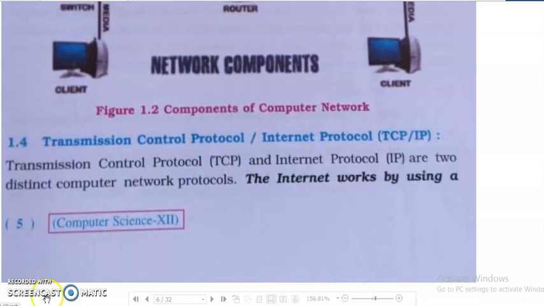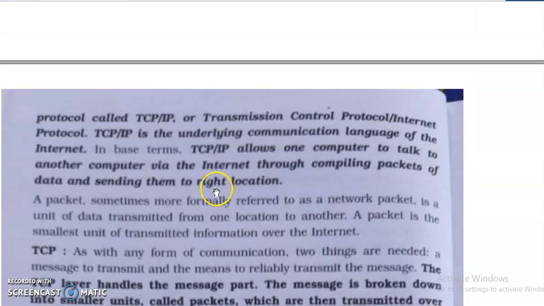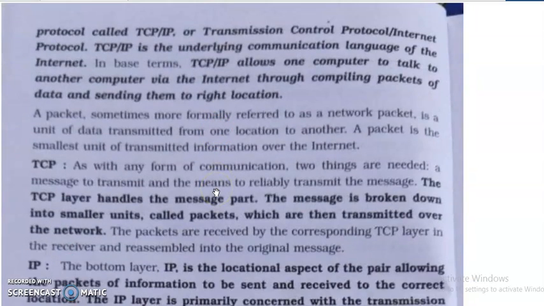So, what is the Transmission Control Protocol? These are two distinct computer network protocols. The internet works by using a protocol called TCP/IP, or Transmission Control Protocol/Internet Protocol, which is the underlying communication language of the Internet. In basic terms, TCP/IP allows one computer to talk to another computer via the Internet by compiling packets of data and sending them to the right location.